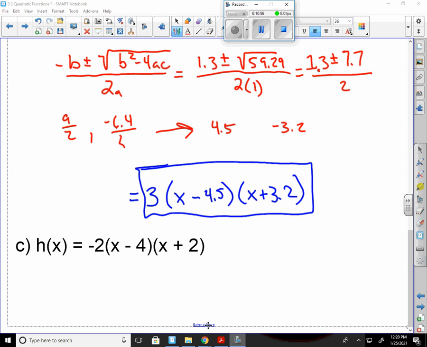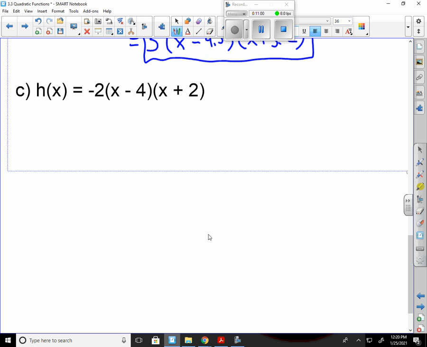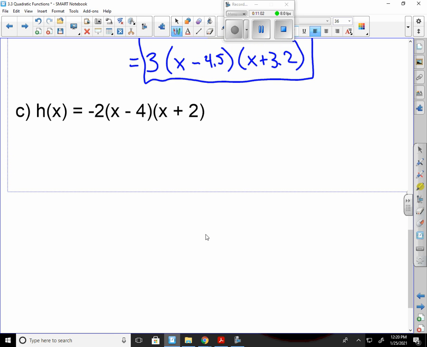Okay, part C now is to put it in either x-intercept form or polynomial form. Nice thing for this one is it's already in x-intercept form. So now I just need to put it in polynomial form. In order to do that, I just have to multiply it out.